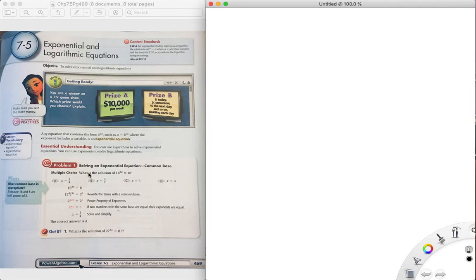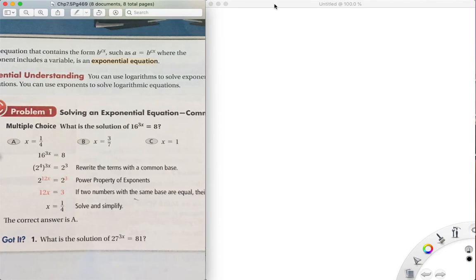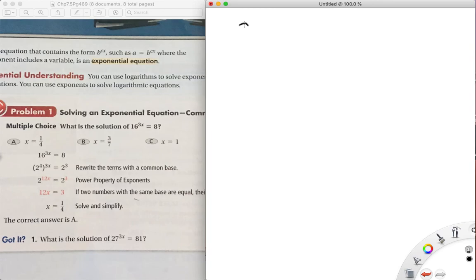Here is an example of a problem that you've done that's very similar to what you've done in the past. They have 27 to the 3x is equal to 81. We're going to rename both 81 and 27 to the x. We're going to say that 27 is the same thing as 3 to the third power, and that's being raised to the 3x.